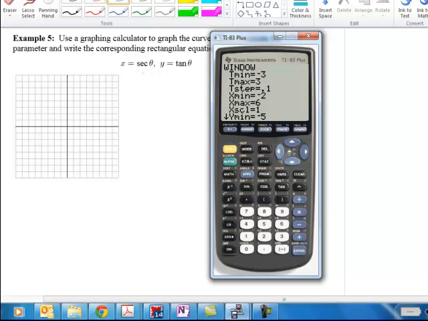The period for secant is 2 pi, right? So let's do 0 to 2 pi so that we cover all of the x values. The period for tangent is just pi. So to cover all the y values, we would only need pi, but to cover all of the x's, we need 2 pi. And secant and tangent both have ranges from very large negative numbers to very large positive numbers. Secant misses some in the middle, right? But let's do negative 20 to 20 for both x and y just to get a good picture.